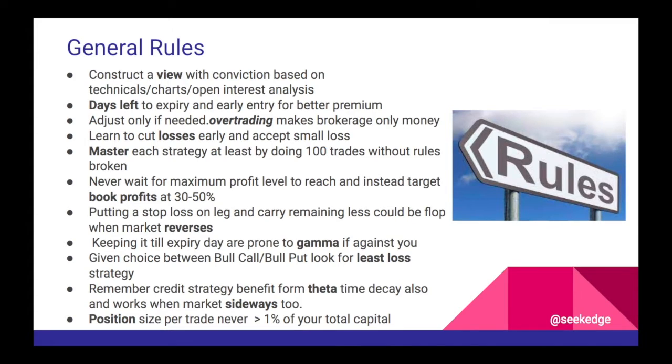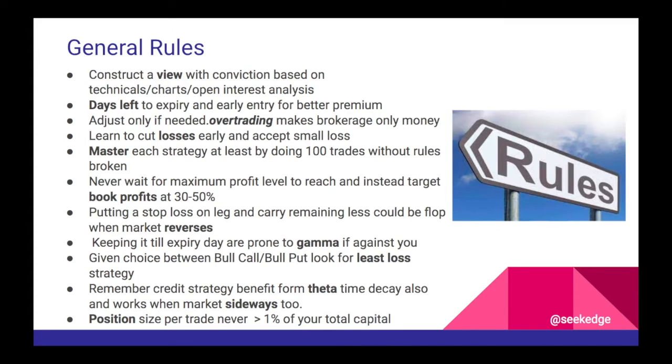So adjust only when it is needed. Ideally there is no need. If you have a view with conviction, and we have created a strategy with probability and risk defined and known to us, with the probability and capital everything known, there is basically no need for adjustment. But still, if you want to make adjustments when you have sufficient days to expiry, and you want to reduce your loss because something has gone wrong, that is when you adjust. You don't adjust just to make profit, you adjust to cut short your loss.